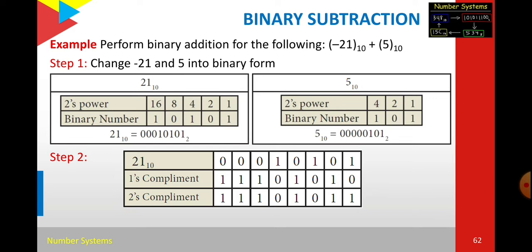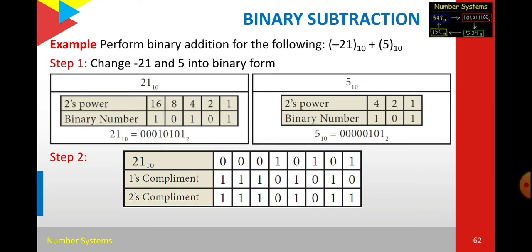Now you can see this table, first 21 base 10. We are going to find the binary number. Either we can use the sum of powers of 2 method, or we can use repeated division by 2. In this example we are using the sum of powers of 2 method. For 21 base 10, the nearest power of 2 is 16. Then write down the remaining powers: 16, 8, 4, 2, 1, that is 2 power 0, 2 power 1, 2 power 2, 2 power 3, 2 power 4. So 2 power 4 is 16.